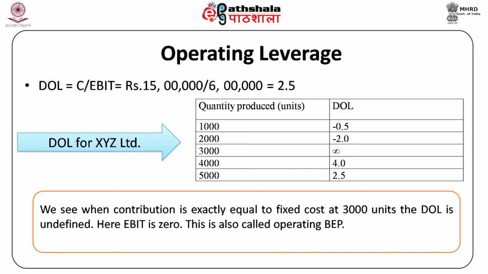Now you see the different levels of units produced. What you observe, for quantity produced at 1000, 2000, 3000, 4000, 5000 units, the DOL is minus 0.5, minus 2.0, infinite, 4.0, 2.5. We see when contribution is exactly equal to fixed cost at 3000 units, the DOL is undefined. Here, EBIT is 0. This is also called operating break-even point.